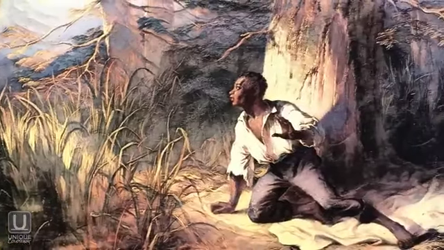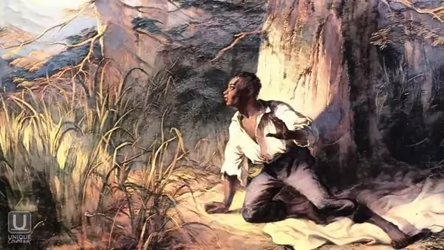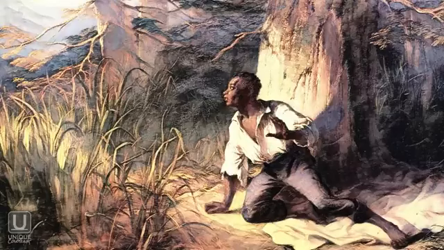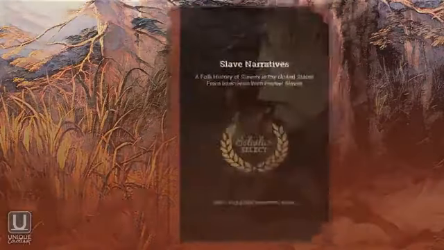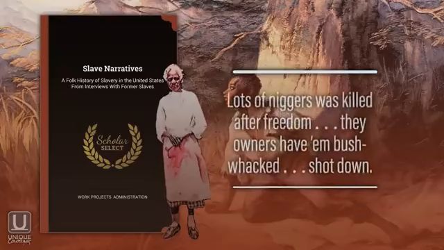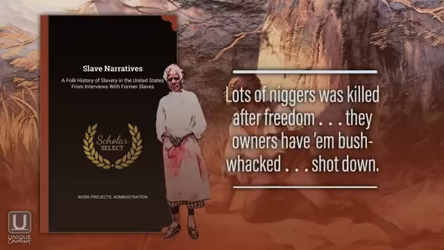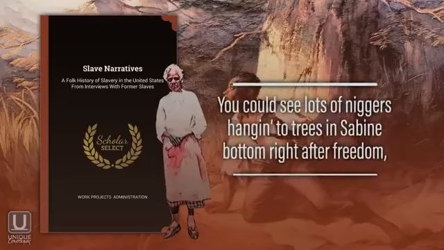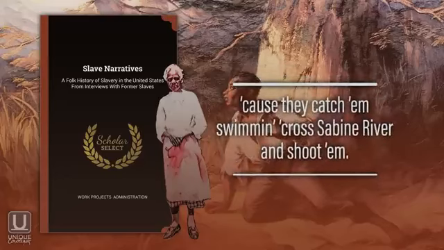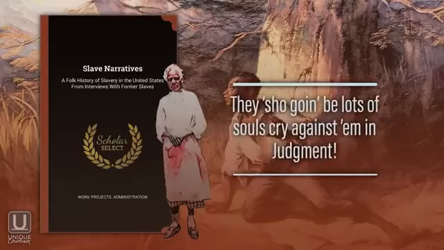Collected in slave narratives, a folk history of slavery in the United States from interviews with former slaves, a former Rusk County slave from the era named Susan Merritt reported, "Lots of [Black people] was killed after freedom. They owners have 'em bushwhacked, shot down. You could see lots of [Black people] hanging to trees in Sabine Bottom right after freedom, 'cause they catch 'em swimming across Sabine River and shoot 'em. They sure gonna be lots of souls cry against them in judgment."